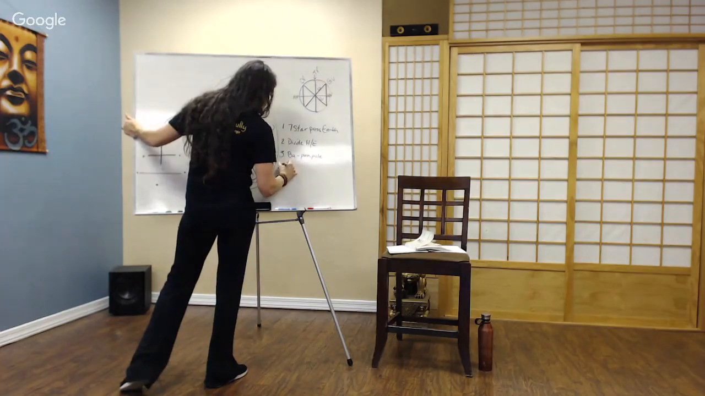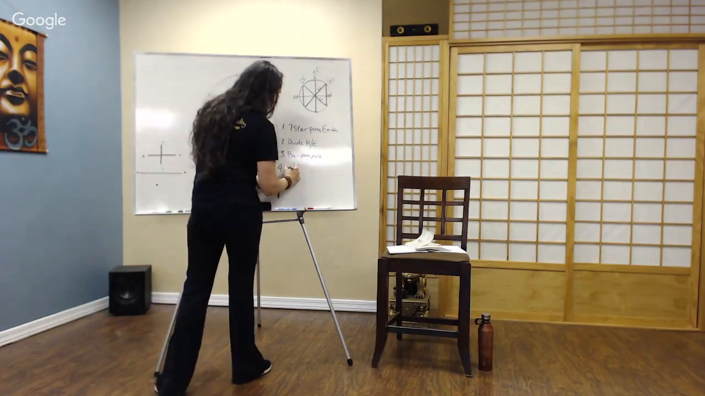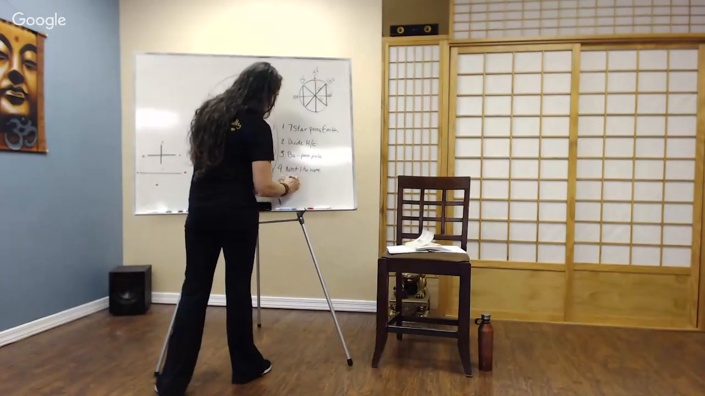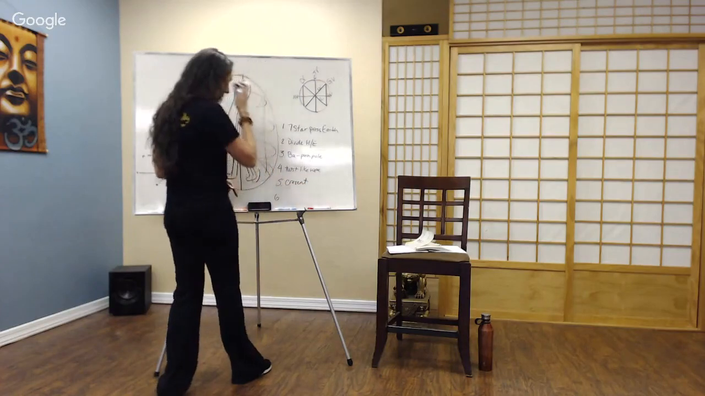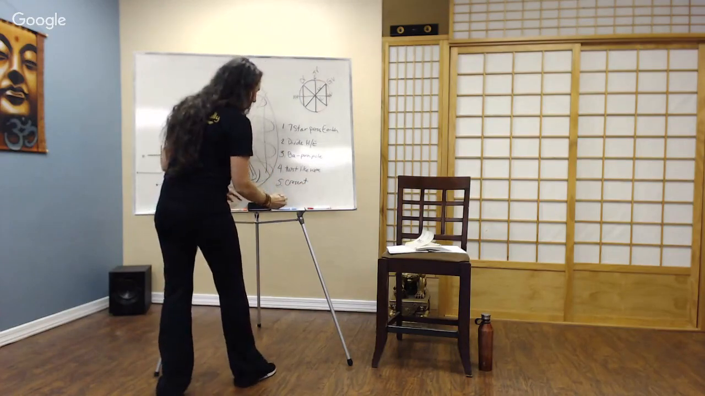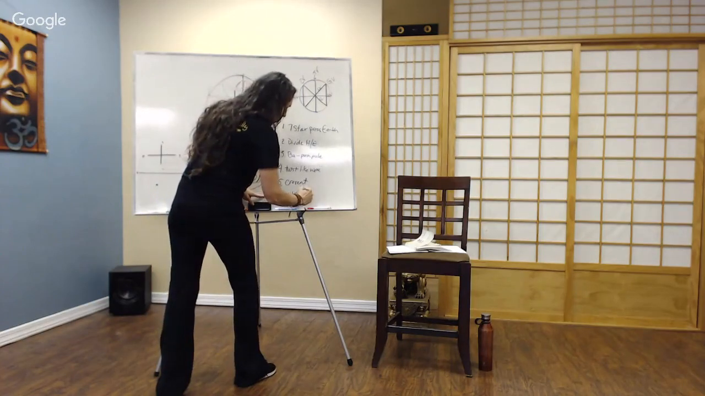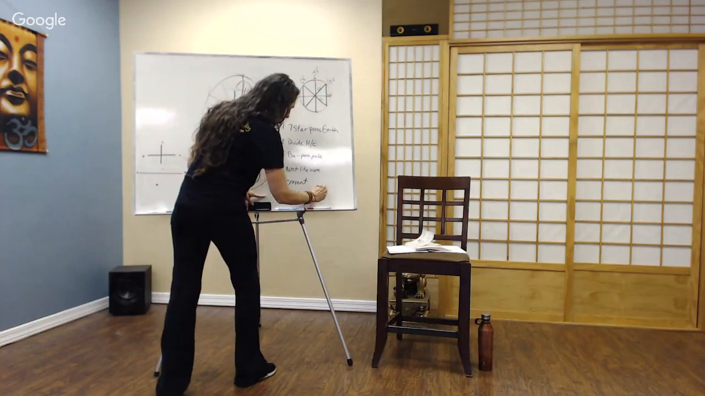Fourth one. Twist like rope. Five. Crescent. I'm going to run out of room. I always do. Six. White crane points to seven-star. Seven. And yeah, white crane, seven-star.